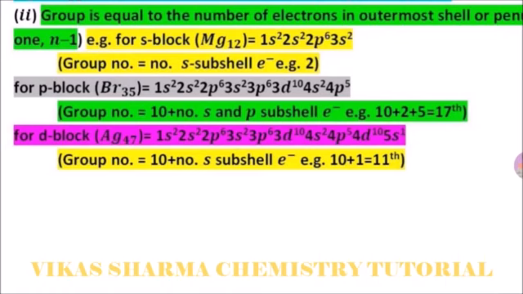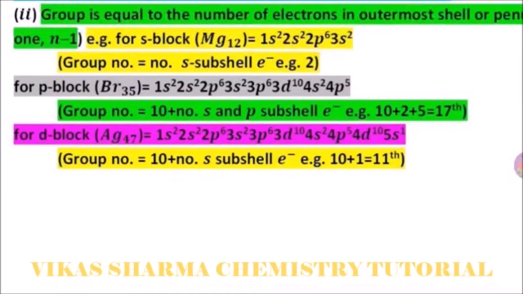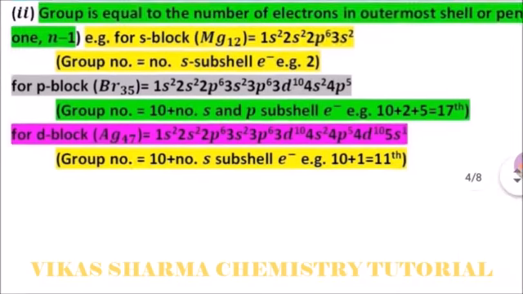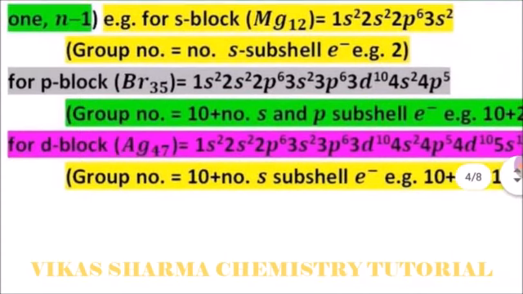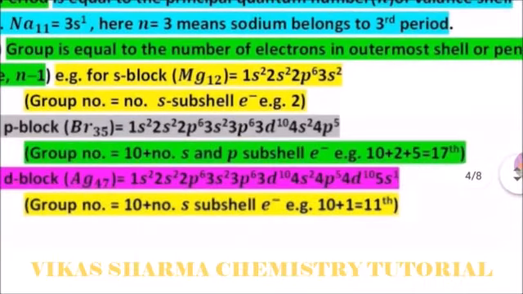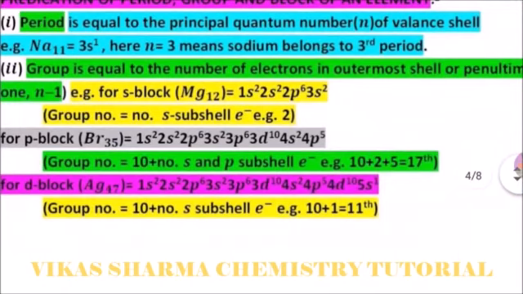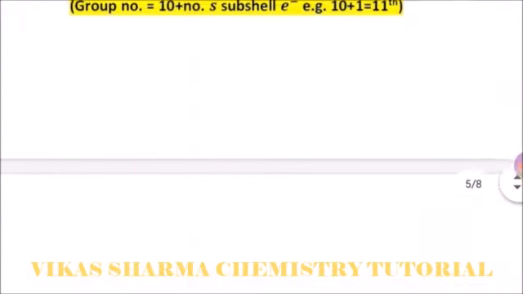For a d-block element, for example silver, atomic number 47, the configuration is 1s2, 2s2, 2p6, 3s2, 3p6, 3d10, 4s2, 4p6, 4d10 and 5s1. So the group number is equal to 10 plus the number of electrons in the s subshell, meaning 10 plus 1. So the group number of silver is 11. So students, you can easily predict the group number. You add the outer last electrons related to the principal quantum number subshell and add them to 10.